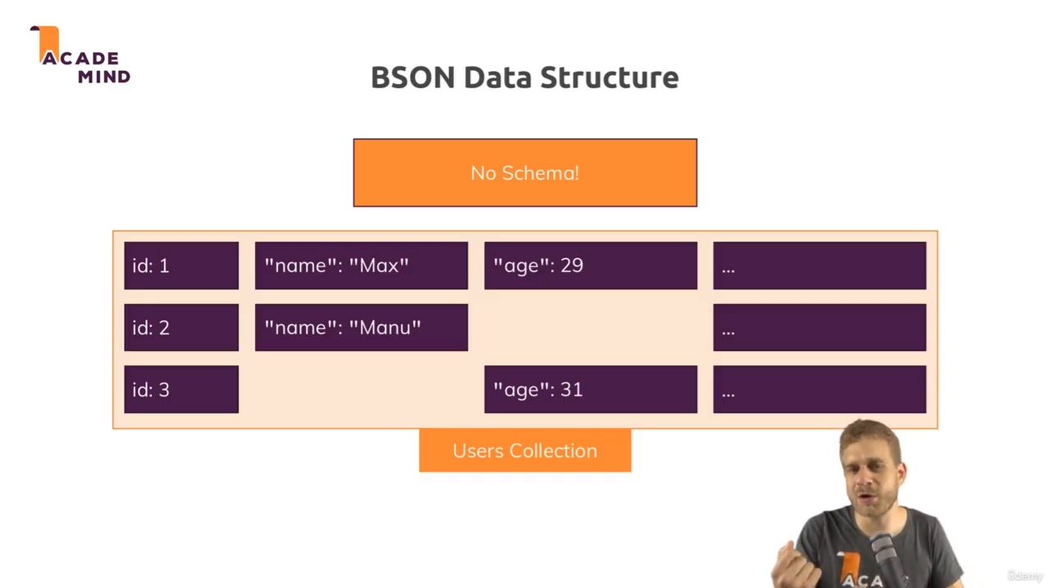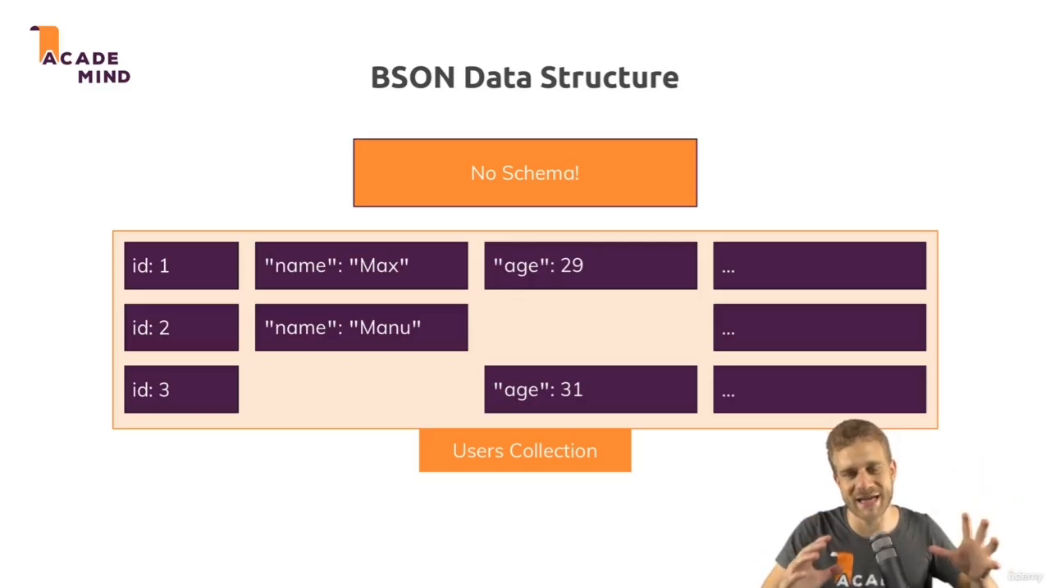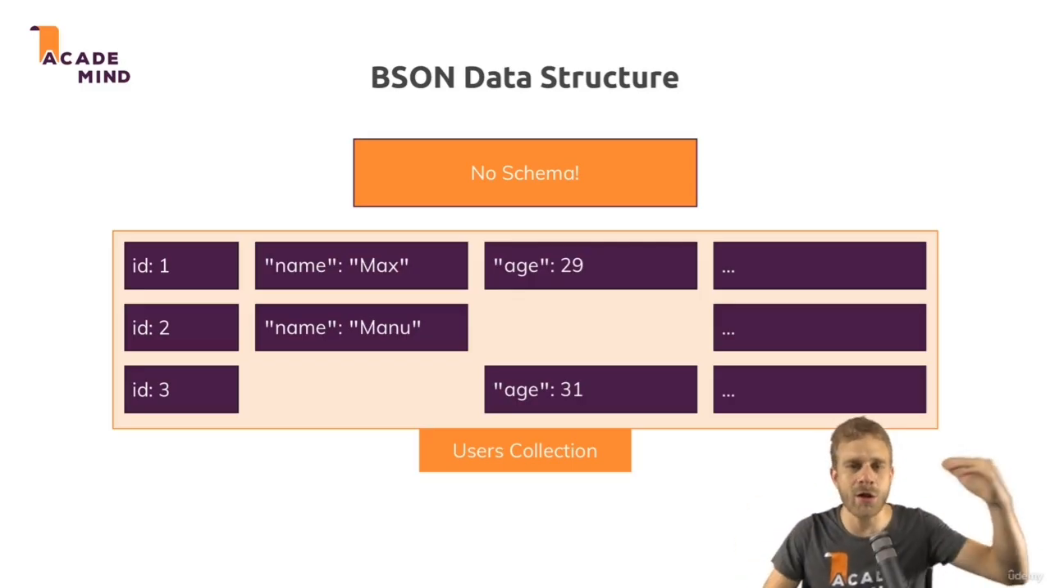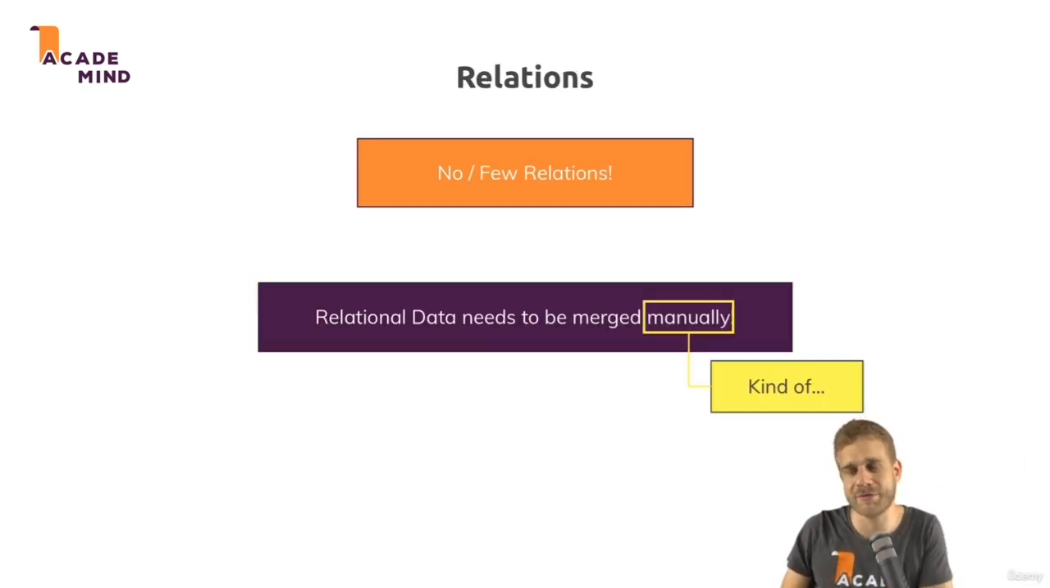You can use MongoDB for apps that might still evolve, where the exact data requirements are just not set yet. You can get started, and you can always add data with more information in a collection, in the same collection, at a later point of time. You also work with less relations.